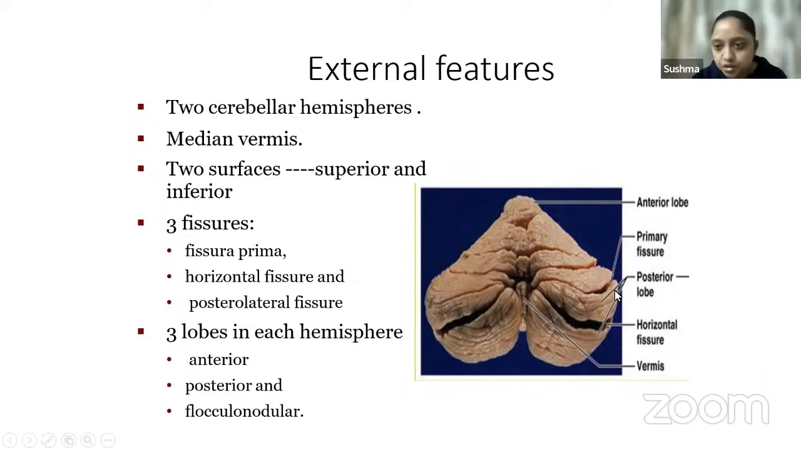There are three fissures: the primary fissure, the horizontal fissure, and the posterolateral fissure. And there are three lobes in each hemisphere. What are the three lobes that we have? We have the anterior lobe, the posterior lobe, and the flocculonodular lobe. We'll talk about the lobes in detail.